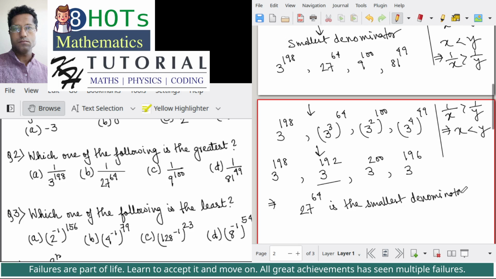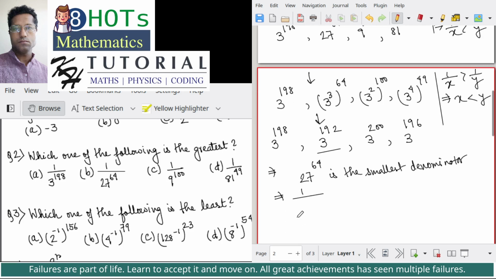The idea is that if you are given some numbers in the form 1 by m, where m could be an integer, an exponential term, whatever, and you are asked to find the greatest, then you have to find the number having the smallest denominator. So in this case, 27 to the power 64 is the smallest denominator, and this implies that 1 by 27 to the power 64 is the greatest. Hence the correct choice is B. B is the correct choice.